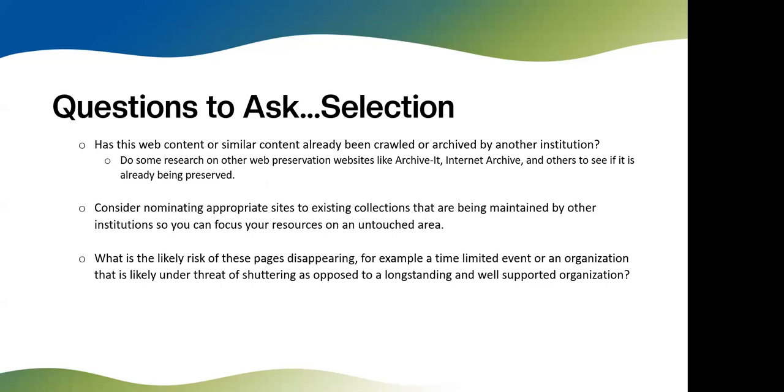Has the web content or similar content already been crawled or archived by another institution? It's usually a good idea to do some research on other web preservation sites like Archive-It and the Internet Archive, to see what other people are collecting and if they are already collecting in that area. Also, if someone is collecting in a particular area, maybe ask them, hey, you might be interested in this website, and you can focus your resources elsewhere, because with data budgets, it can be costly. And then also, what is the likely risk of the pages disappearing?